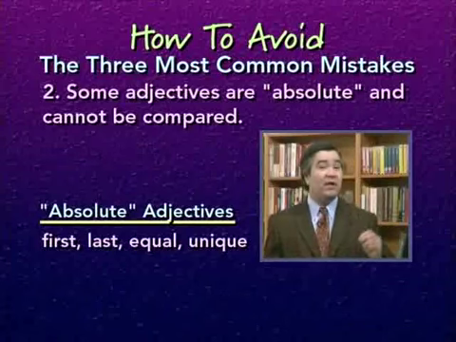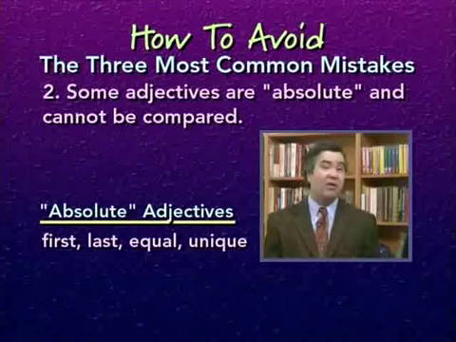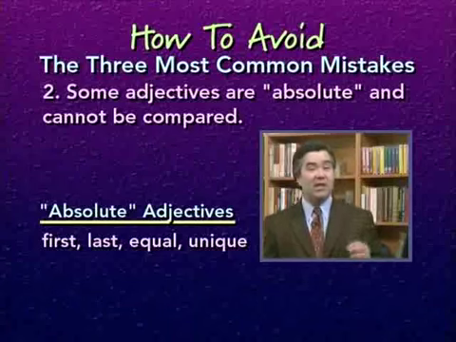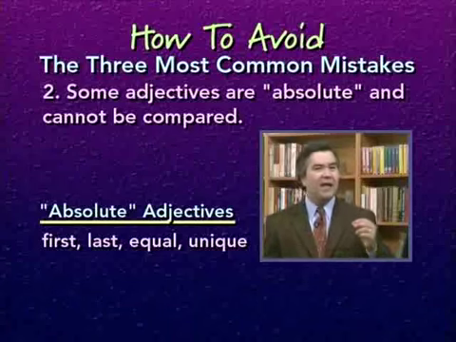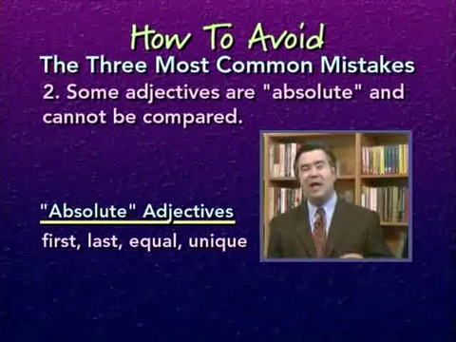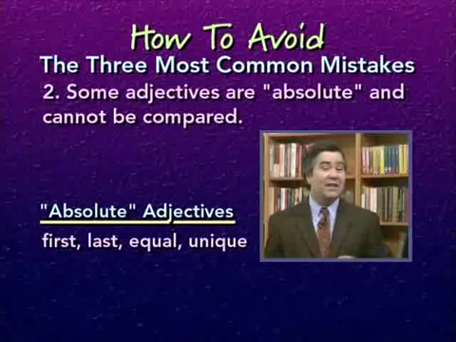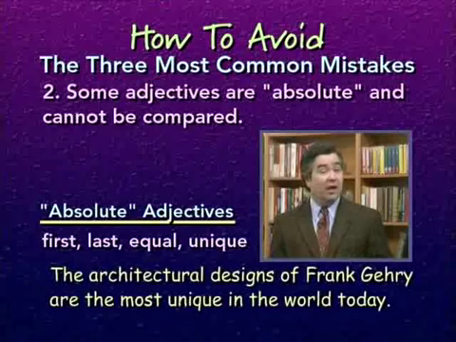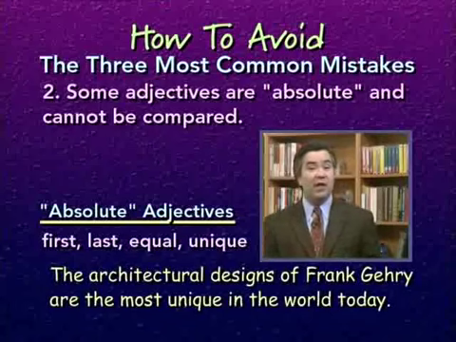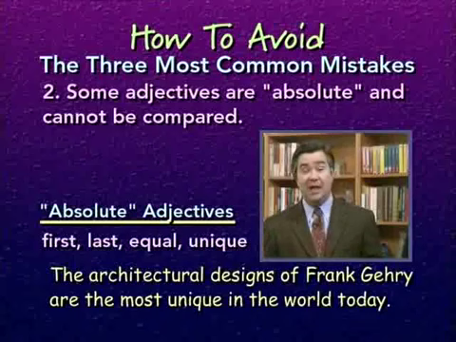Nonetheless, people often mistakenly use the comparative or superlative form of the adjective unique, thinking, I think, that the word unique really means something like unusual. So you might often see a sentence like this one. The architectural designs of Frank Gehry are the most unique in the world today.